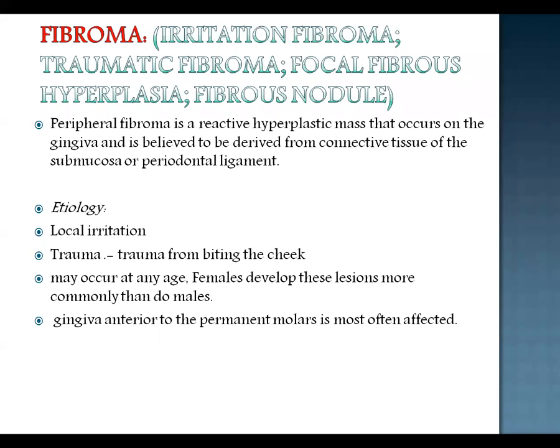The peripheral fibroma is a reactive hyperplastic mass that occurs on the gingiva and is believed to be derived from connective tissue of the submucosa or the periodontal ligament. Remember the point, it is believed to be from the connective tissue of the periodontal ligament. So, etiological factors: local irritations like excessive restorations or improper restoration.